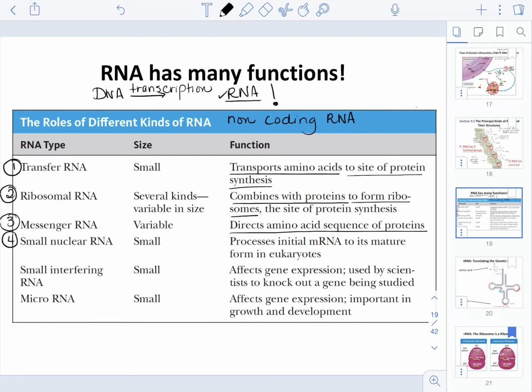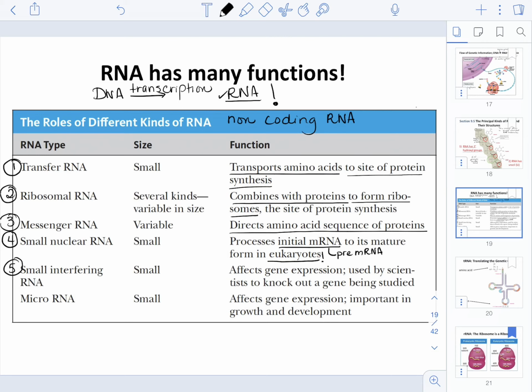We are also going to be mentioning small nuclear RNAs, which are involved in processes of initial mRNA. And this initial mRNA, or pre-mRNA, is going to undergo modification in order to create a mature version. Understand that this process is particular to eukaryotes.